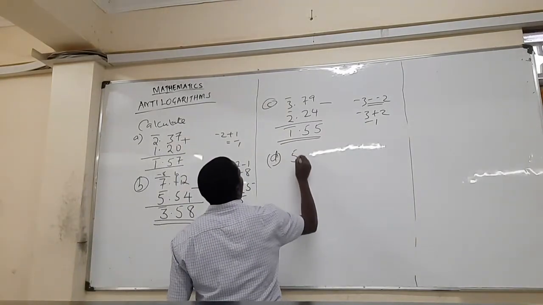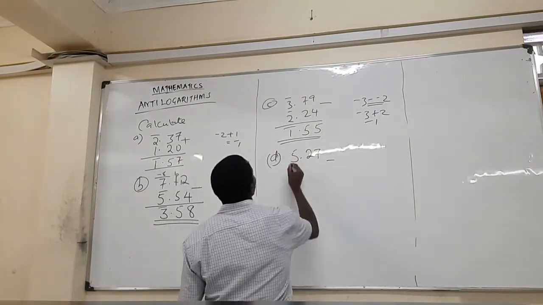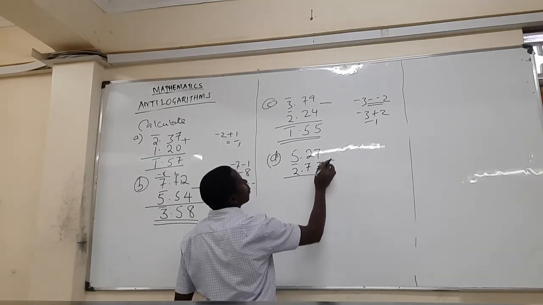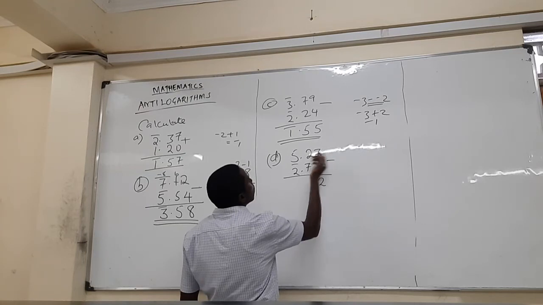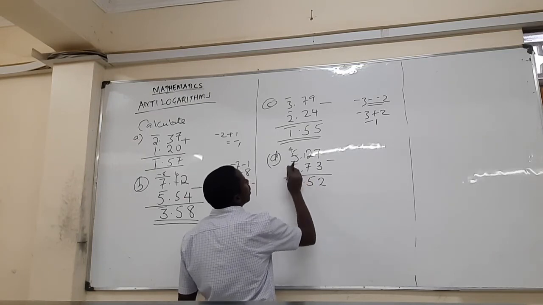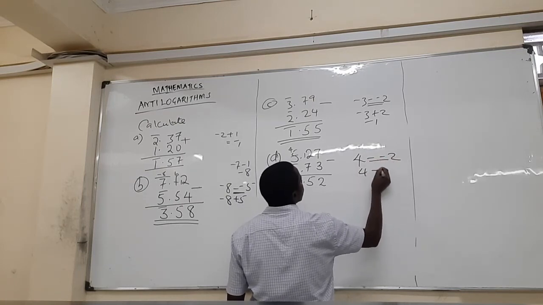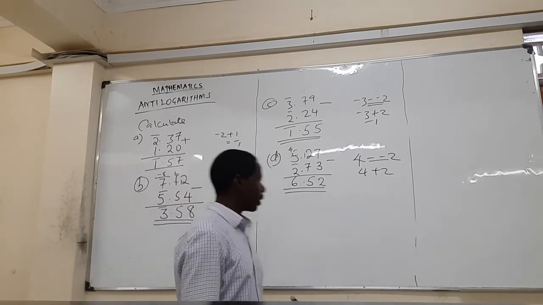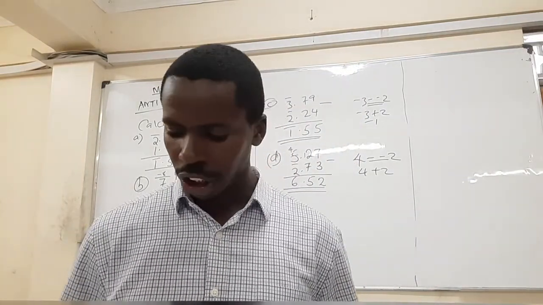Lastly, we have bar 5.27 minus bar 2.73. So we are subtracting this. So you have 7 minus 3, you get 4. Then you have 2 minus 7, not possible. You borrow 1 from 5, you remain with 4. So you have now 12 minus 7, you get 5. Then 4 minus 2, bar 4 minus bar 2 is going to be minus 4 plus 2, you get bar 2. So there you get yourself as bar 2.52.